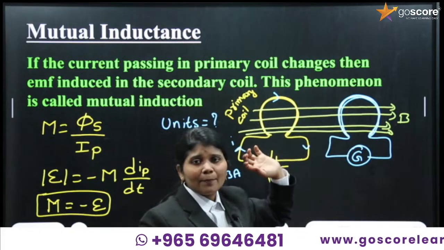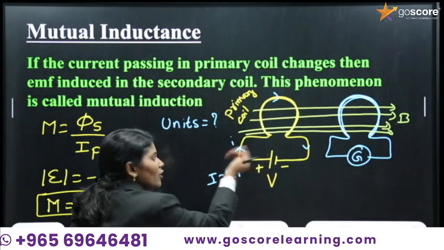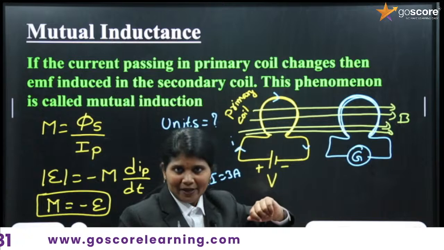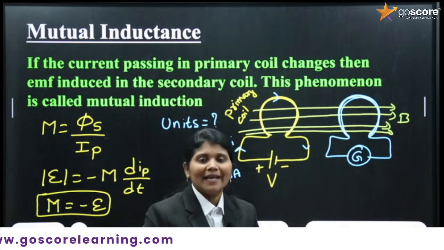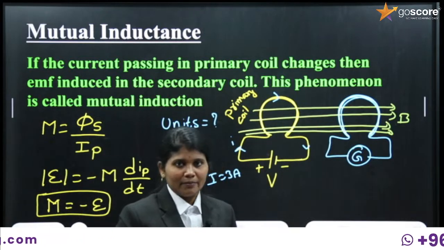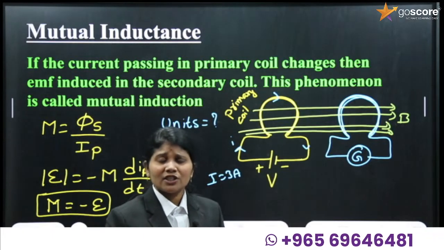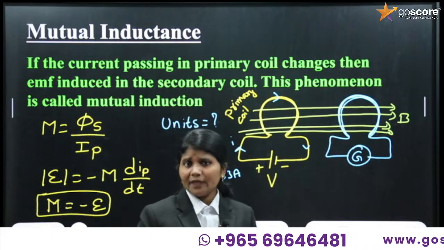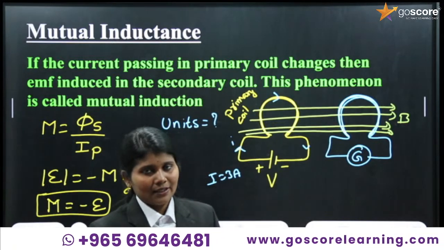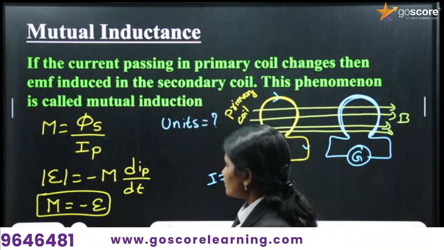So what is happening in the secondary coil? EMF is being induced. For the primary coil we are giving the current, but in the secondary coil we are getting the EMF. This is the mutual inductance. Here we are giving current, but here we are getting EMF. Why? Because here also we have a change in magnetic flux, and that change in magnetic flux gives us EMF. This is what we call mutual inductance.